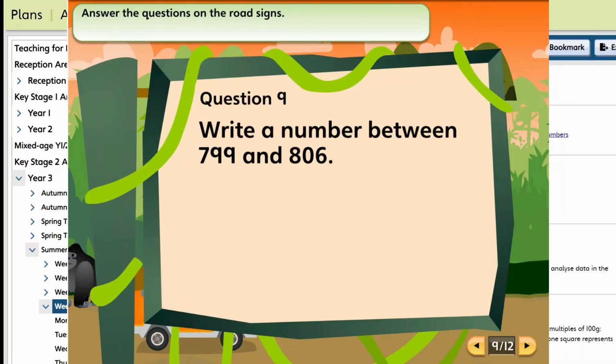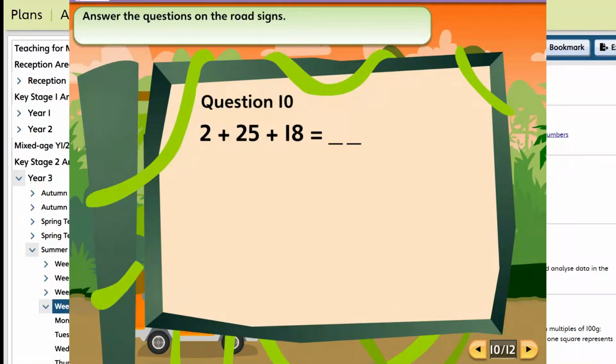Question 9. Write a number between 799 and 806. You've got a few to choose from, so I don't see any problems with this one. Question 10. 2 plus 25 plus 18 equals what?